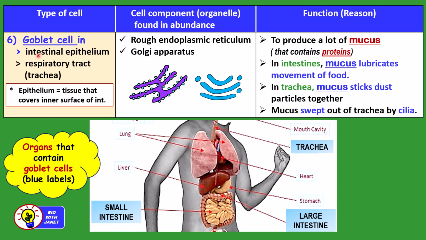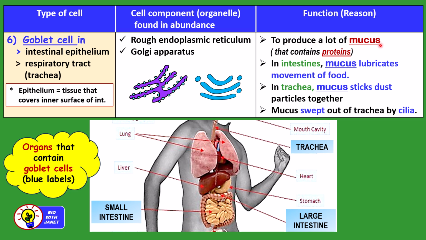So intestinal epithelium means the tissue that covers the inner surface of the intestines. Okay, the inner surface of the intestines is lined with a tissue called the epithelium. Now, this epithelial tissue contains a lot of goblet cells, right? And these goblet cells have a lot of rough endoplasmic reticulum and Golgi apparatus to produce a lot of mucus.